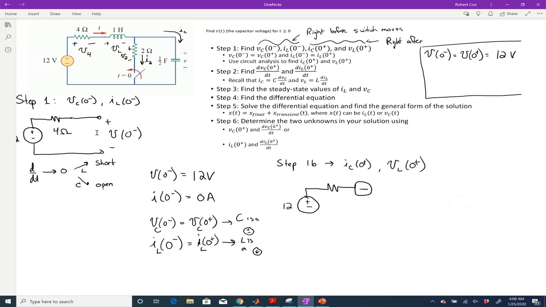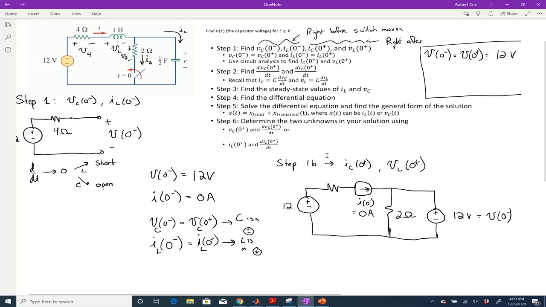We're going to say, here's I of 0 minus, that's the current source that represents the inductor. Here's the 2 ohm resistor, like that. And then my capacitor becomes the 12 volt source. Okay, so this is V of 0 minus. Okay, and I of 0 minus was 0 amps. Okay, so again, let's see what to do with this guy.